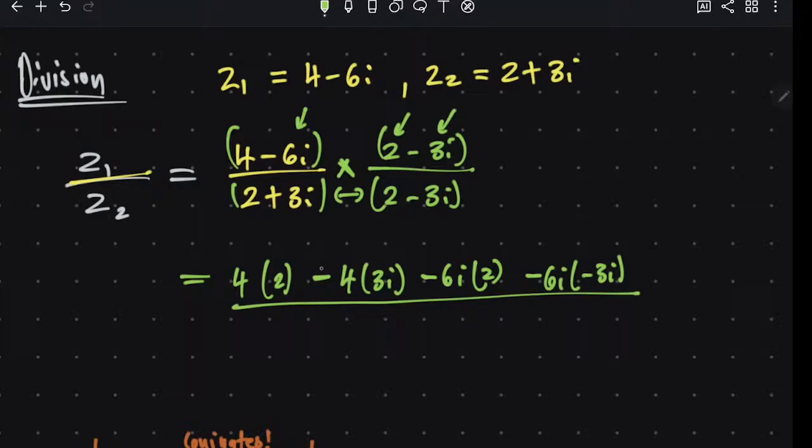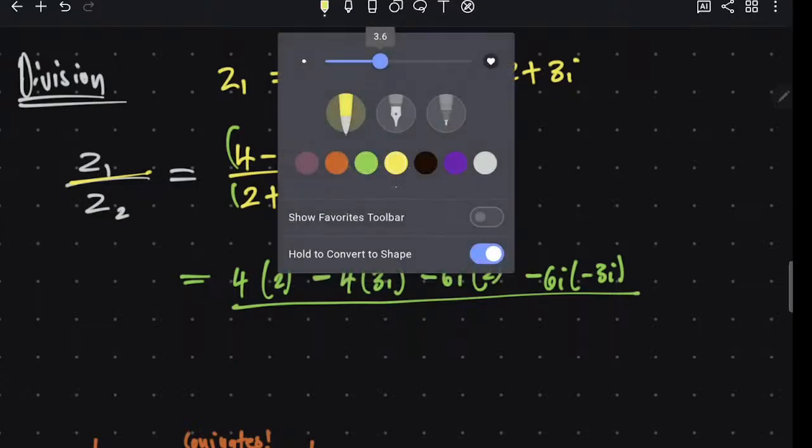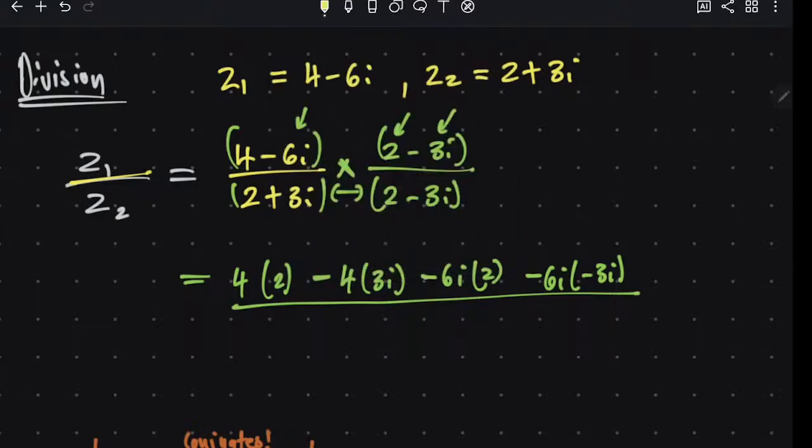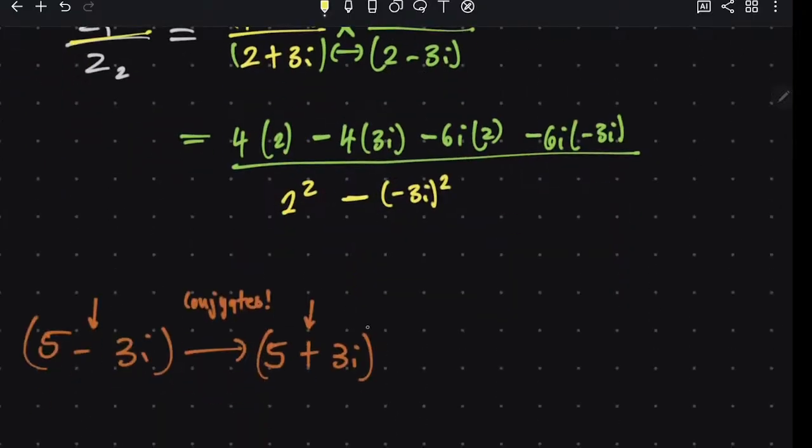That's what we want now: the answer you get when you multiply conjugates. Here is how you get it. You just square the first term. So it's 2 squared. Then you put a minus. Then you square the last term. So it'll be negative 3i all squared.